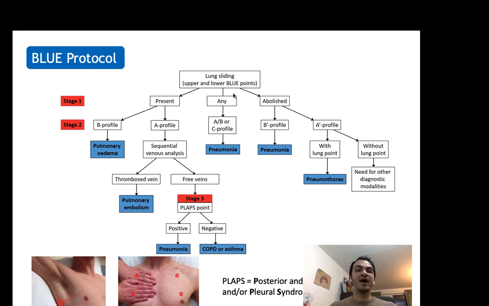So what if I get a combination of A and B profile, meaning that sometimes I see A lines on one lung and B lines on the other lung, or I see consolidation? This is getting me to a diagnosis of pneumonia. All right, so this is the BLUE protocol.